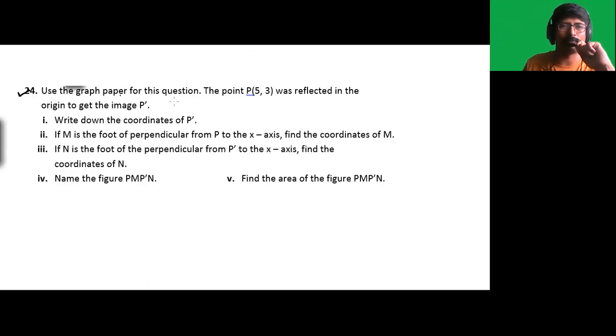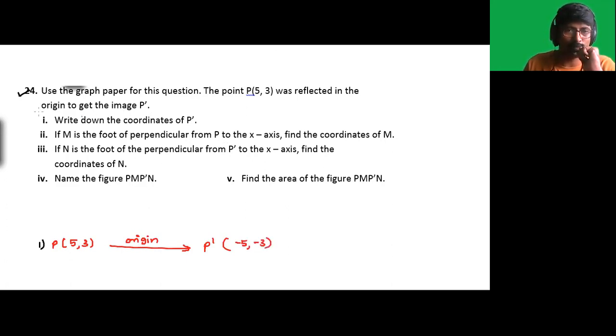Use the graph paper for the question. The point 5 comma 3 is reflected in the origin to get the point P dash. What are the coordinates of P dash? So how to do this? First part. When point P 5 comma 3 reflects under origin, what happens? It will become P dash. So when it reflects under the origin, both the coordinates change. So minus 5 comma minus 3. We're done with the first part of the sum.